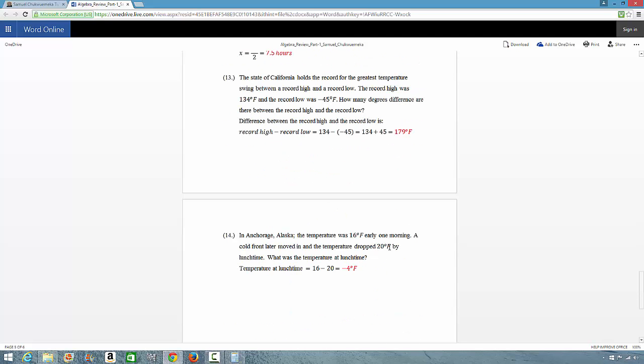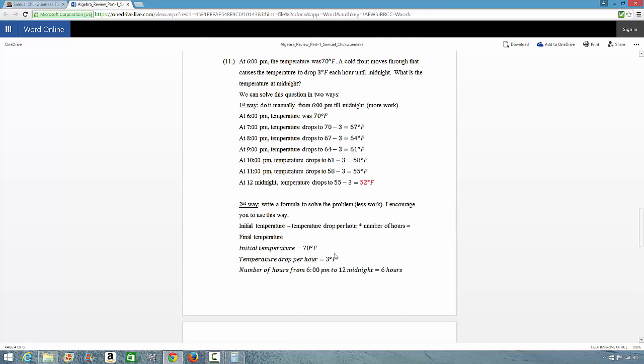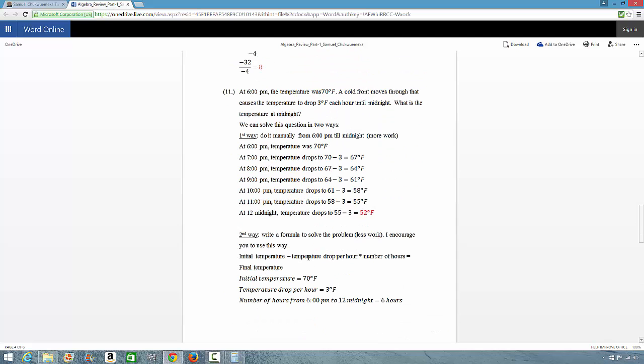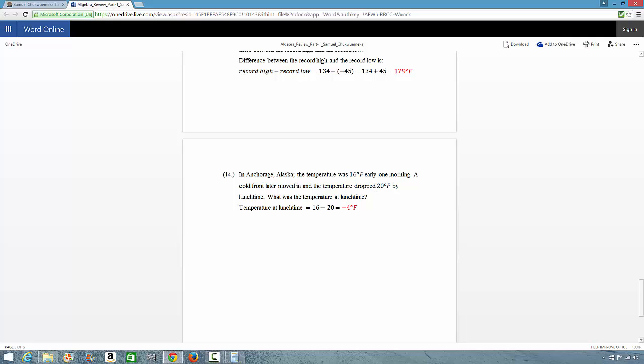The temperature drop is 20 degrees Fahrenheit. In the earlier one, we were given temperature drop per hour and also the number of hours. Here, we were just given the temperature drop. So if you're given the temperature drop, it is just initial temperature minus the temperature drop. That is 16 minus 20, which is negative 4 degrees Fahrenheit. This is the final temperature you will have at lunchtime.